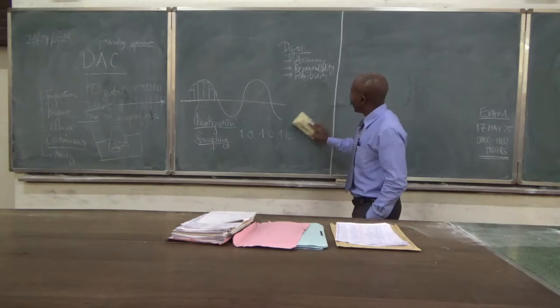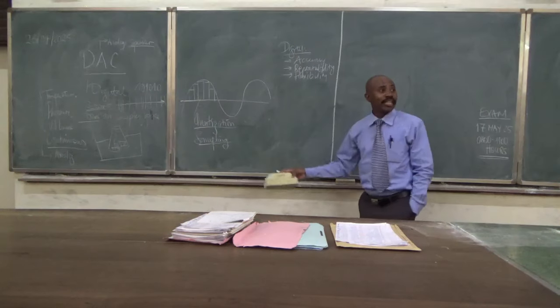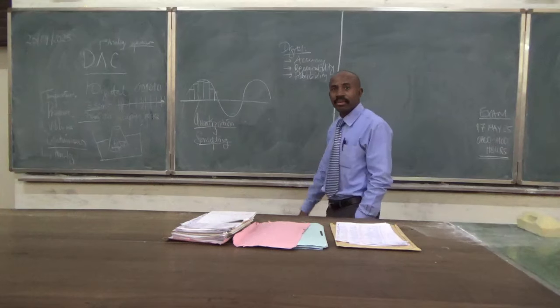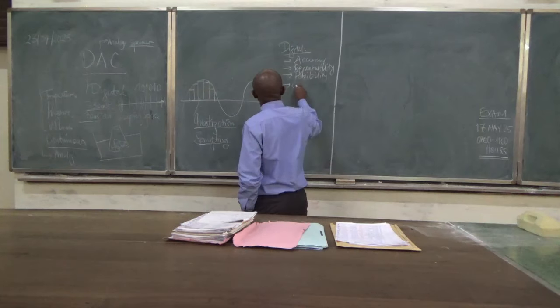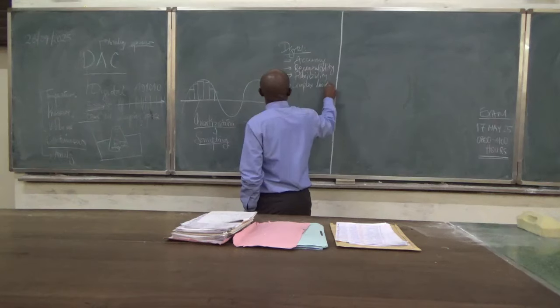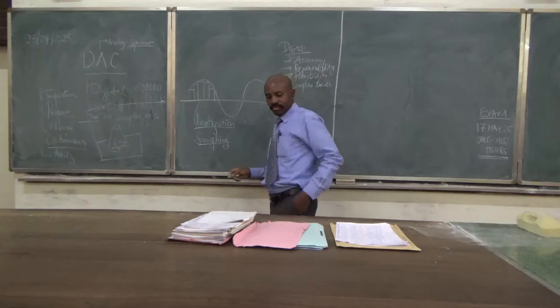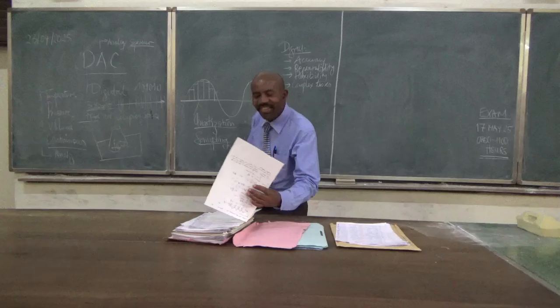Generation. Let's do what we had yesterday. I'm trying to revise yesterday's work for the benefit of those who were not there. The other one is complex tasks. And then lastly, the other one is four. I have them here, so I don't trust you.